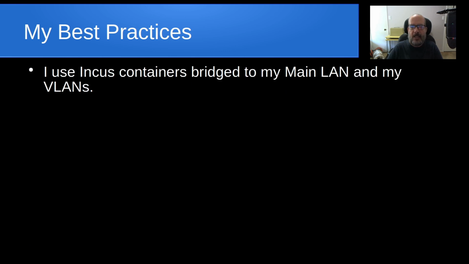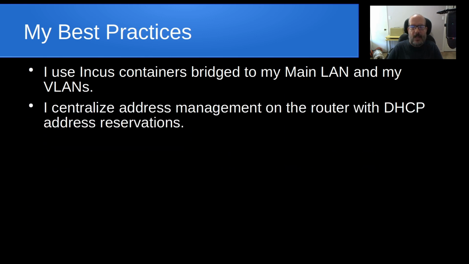Well, I have a list of things which I really consider to be best practices. I use Incus containers bridged to my main LAN, and also some are bridged to my VLANs. And I centralize address management on the router with DHCP address reservations. And that's a good thing too, because it gives you one place to manage all of your addresses, as opposed to setting up static addresses on every single one of your operating system instances, which can get really laborious.